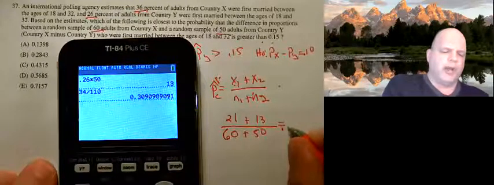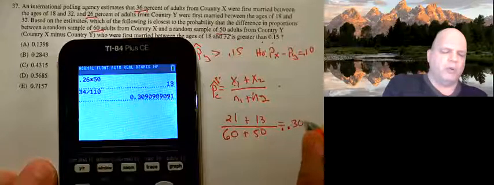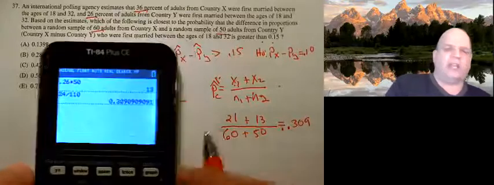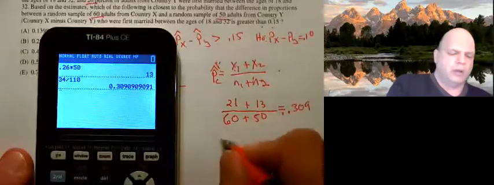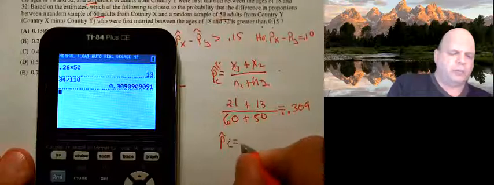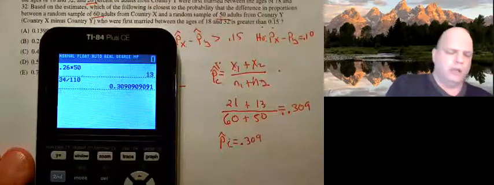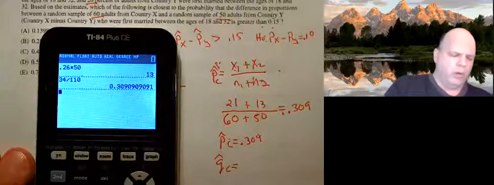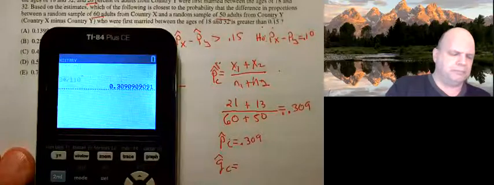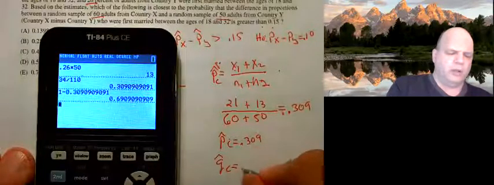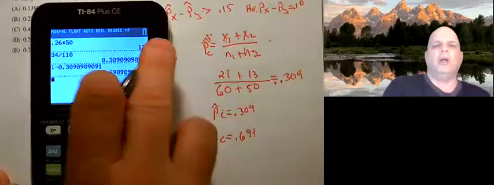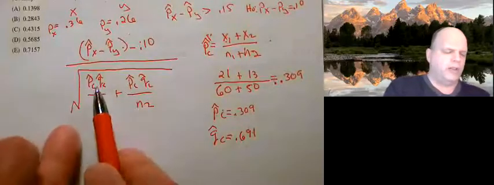All right, equals actually 0.309. So P hat C equals 0.309. Q hat C equals 1 minus that, which is 0.691. All right, so 0.691. So now I can go ahead and plug in to this.